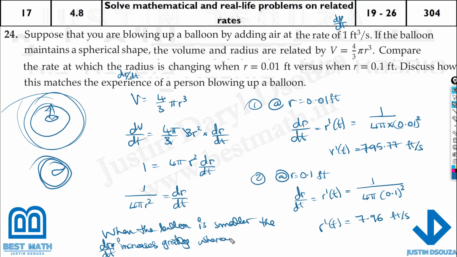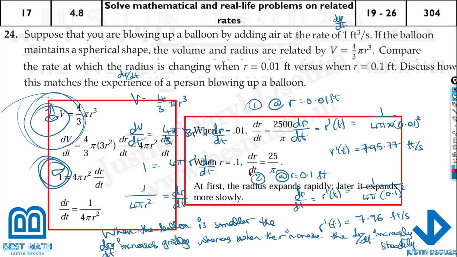whereas when the radius increases, the rate of change dr by dt increases steadily or slowly, you can write steadily. This is just to tell what you have understood, just imagine you're blowing a balloon and then you will understand it. So that's the answers.